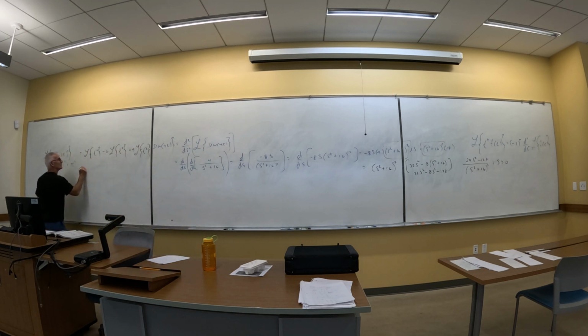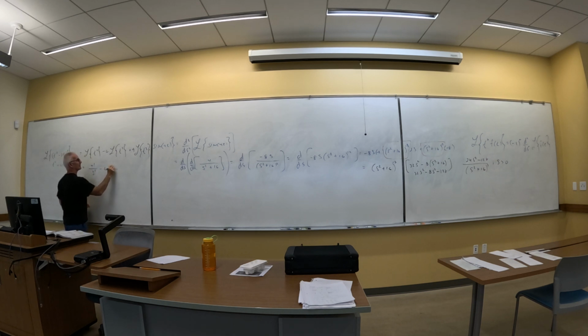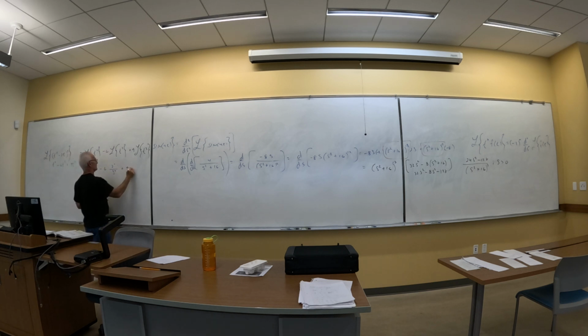So, first one: 4 factorial over s to the 5th. Sure. S to the 5th. See, my S and my 5 actually don't look the same. Well, at least not to me. Okay, the next one: minus 6 times 3 factorial over s to the 4th. Then 19 times 2 factorial over s to the 3rd.